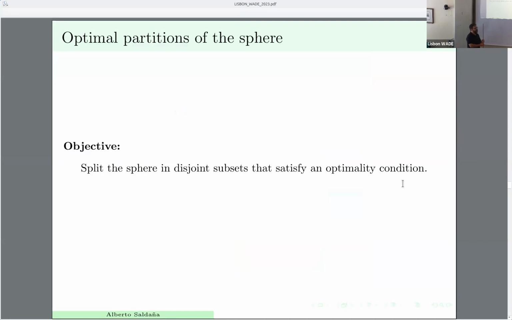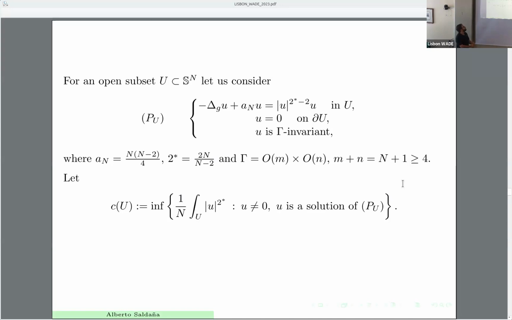We will try to see that these nodal surfaces will optimize, in a sense, the space. We'll make an optimal partition. So let me consider now this objective: split the sphere in disjoint subsets that satisfy some optimality condition. This is what we are going to try now as an optimal partition problem for the sphere.